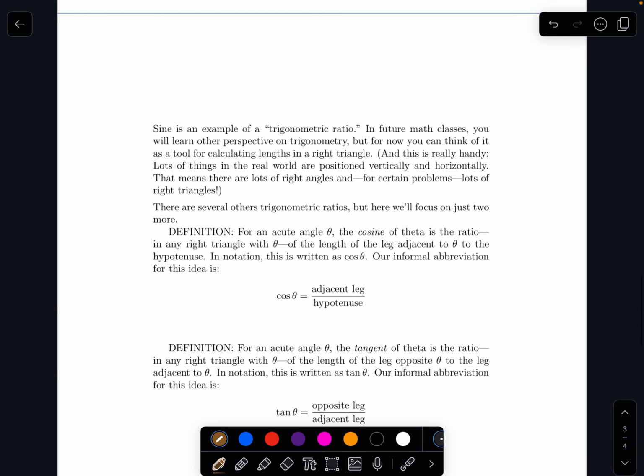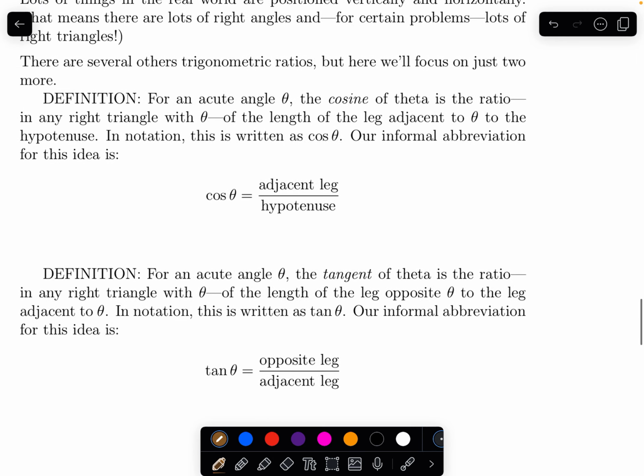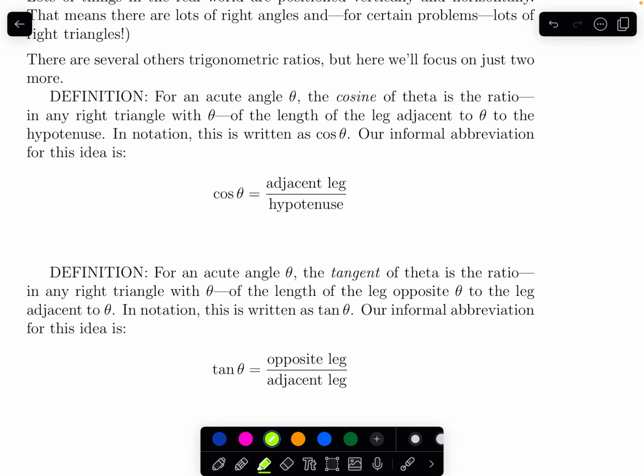Sine is an example of what's called a trigonometric ratio. Trigonometry encompasses a lot of different ideas related to angles and circles and measurements. We're just seeing a very tiny portion. And sine is not the only trigonometric ratio. There are other well-known ratios that tell us how different sides of a right triangle are related. So for example, there's one called cosine of theta. That's abbreviated COS. So I'll draw a right triangle.